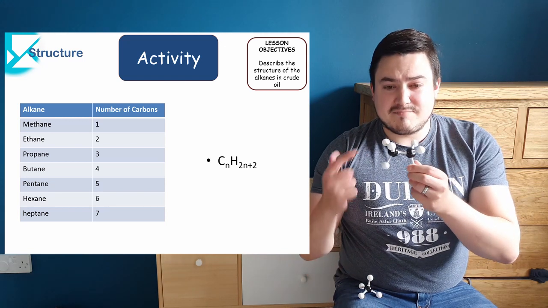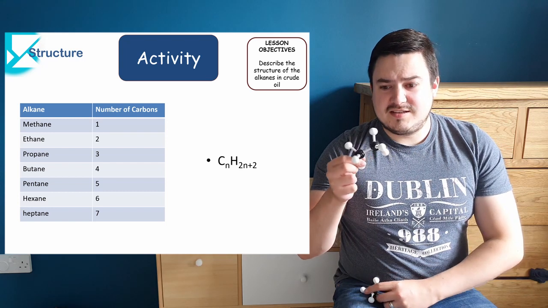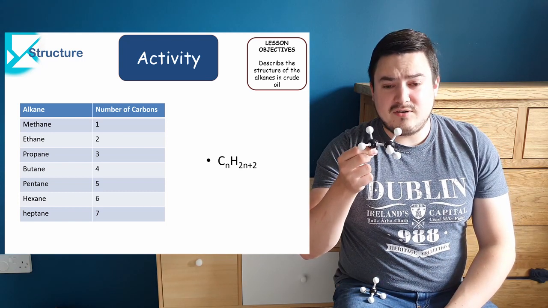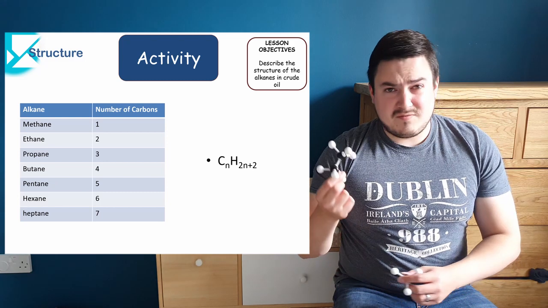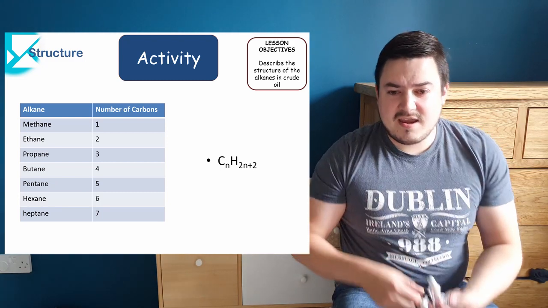If you don't know what these are, they're molymods, and they're just really good for visualizing those structures, to help you understand what they look like. So these are really useful. They don't cost much if you think visualizing will help you. So that's methane and ethane.